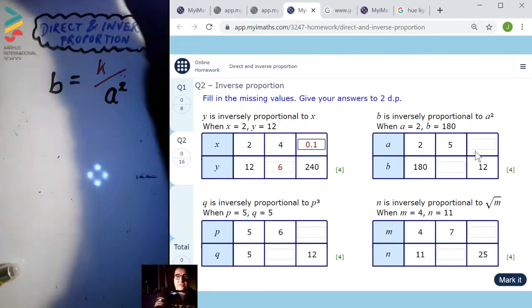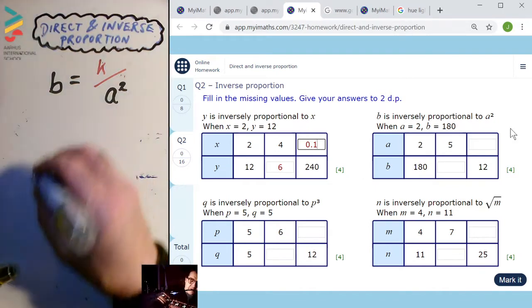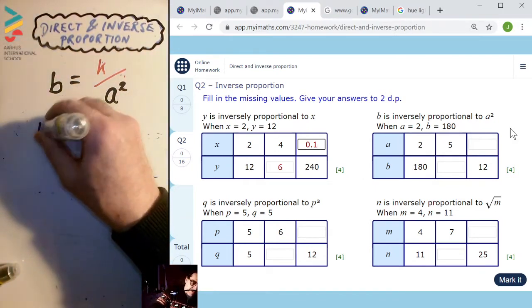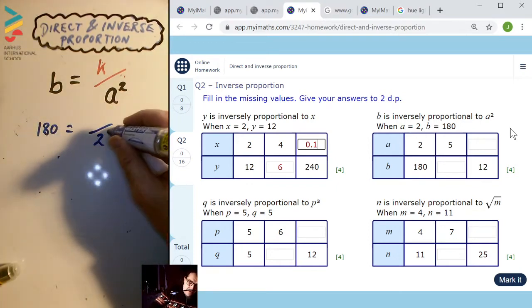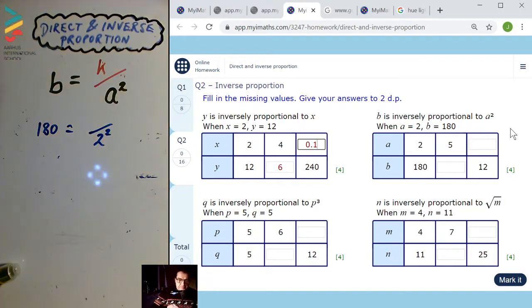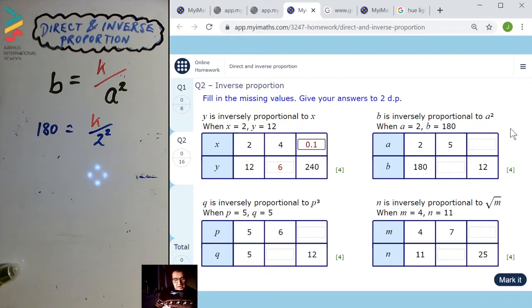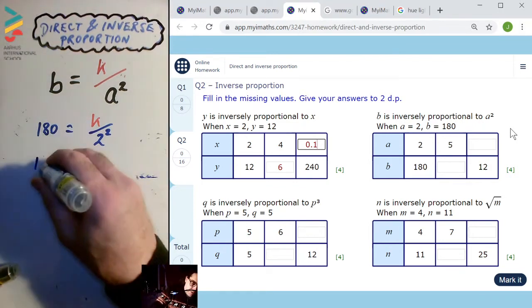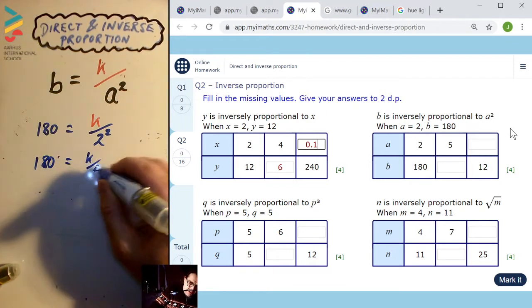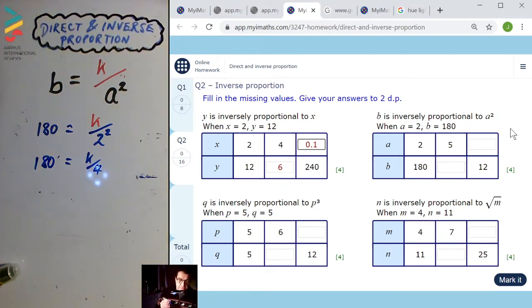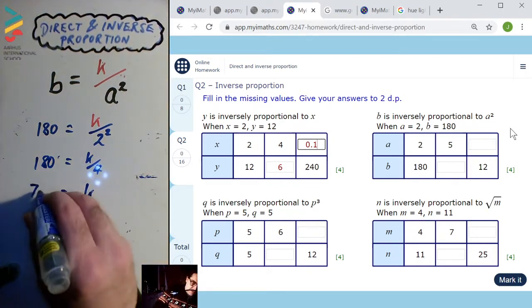And we've got the information that when a equals 2, b equals 180. So if we stick those numbers in, 180 for b and 2 for a, so we've got 2 squared there. We've got 180 equals k divided by 2 squared. We can tidy that up a bit. 180 is equal to k divided by 4, and multiply both sides by 4 to get a whole k is equal to 720.